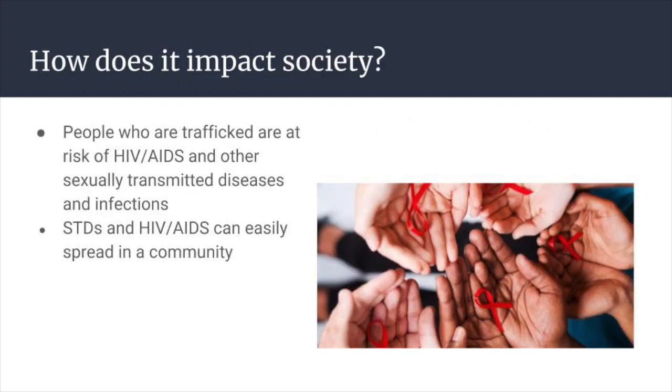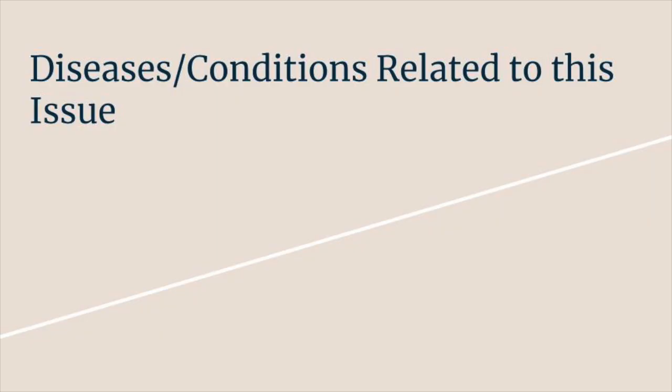Human trafficking also impacts society by spreading dangerous diseases such as HIV and AIDS and other STDs throughout communities. If these are left untreated, it will cause major damage to someone's reproductive system, which will be discussed in the upcoming slides. Sexually transmitted diseases and infections, unwanted pregnancy, and substance abuse are all diseases and conditions related to this issue.